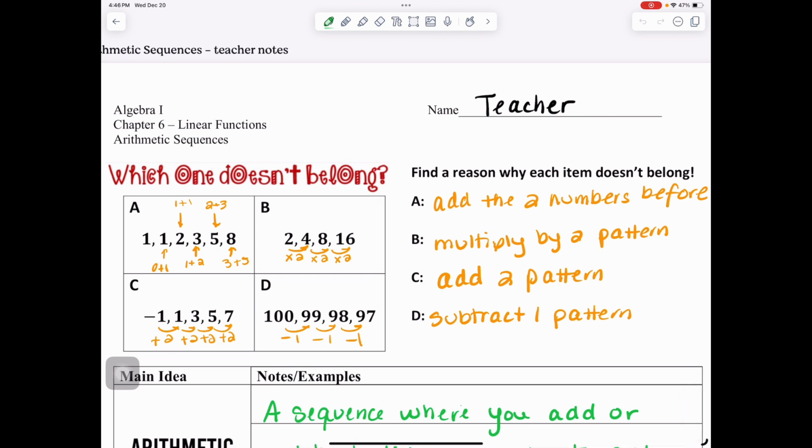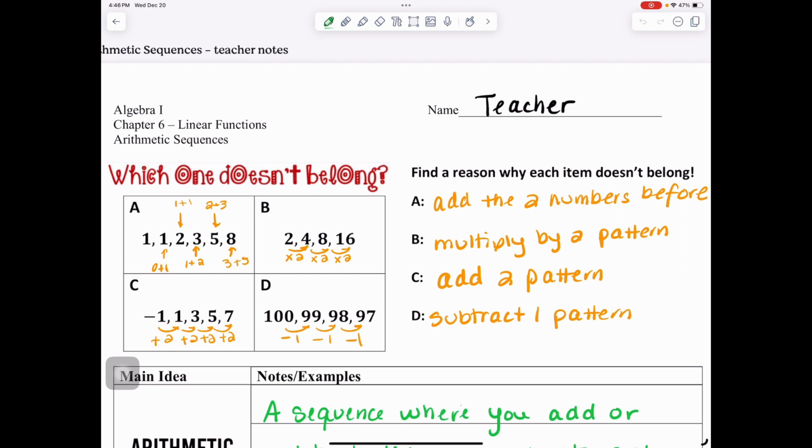Okay, so which one doesn't belong? There's a reason why all of them wouldn't belong. So you're looking at a list of numbers that are showing different types of patterns. So what's separating them from each other are the patterns that they're showing. So in part A, you have 1, 1, 2, 3, 5, 8. And what's happening is you're adding the two numbers that came before.